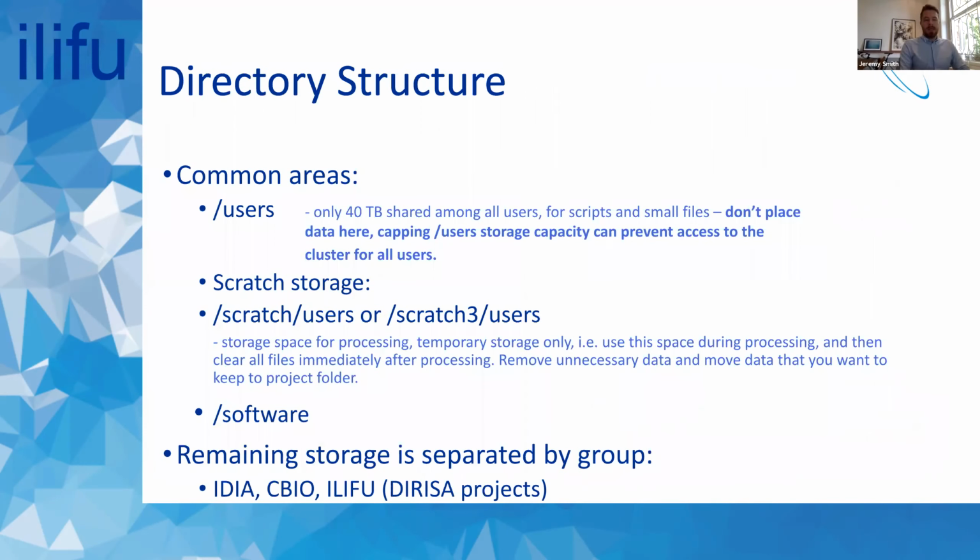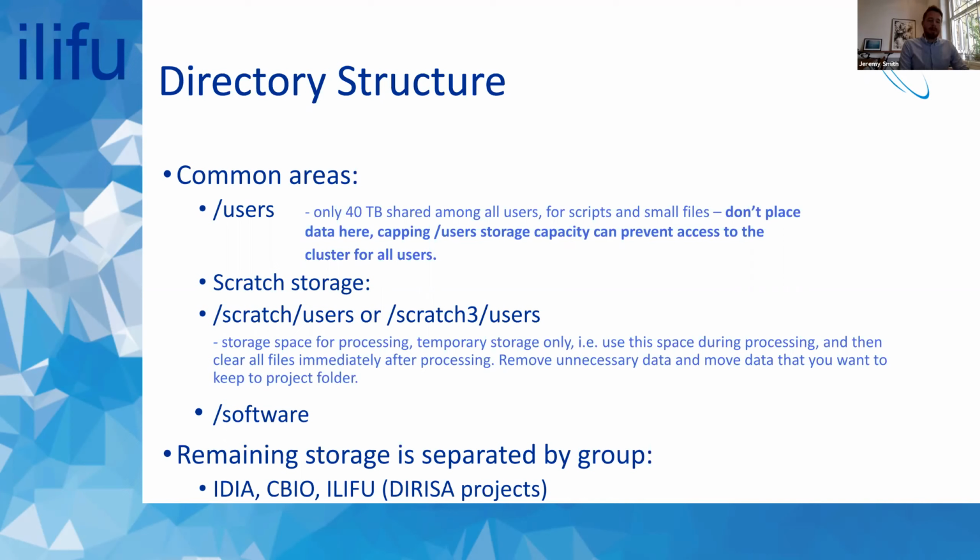In order to navigate the storage and different directory spaces in the cluster, I just wanted to go through the directory structure and what's available. There are a number of common areas, such as a user's home directory. Every user has a home directory. Other common areas include the Scratch storage. There are two Scratch spaces at the moment: Scratch users and Scratch 3 users. We also have a common software area where we have common modules, Python, and other containers, and also some bioinformatics and astronomy containers exist at software as well.